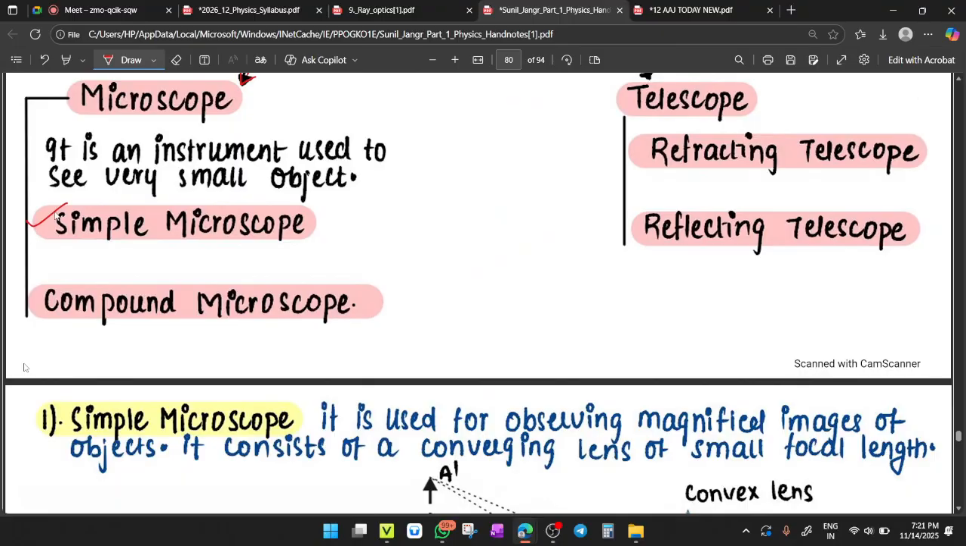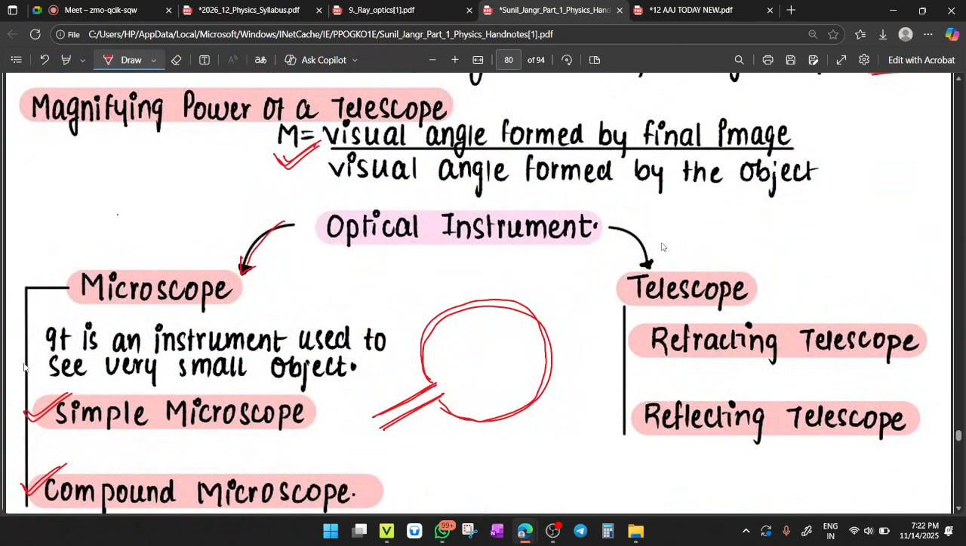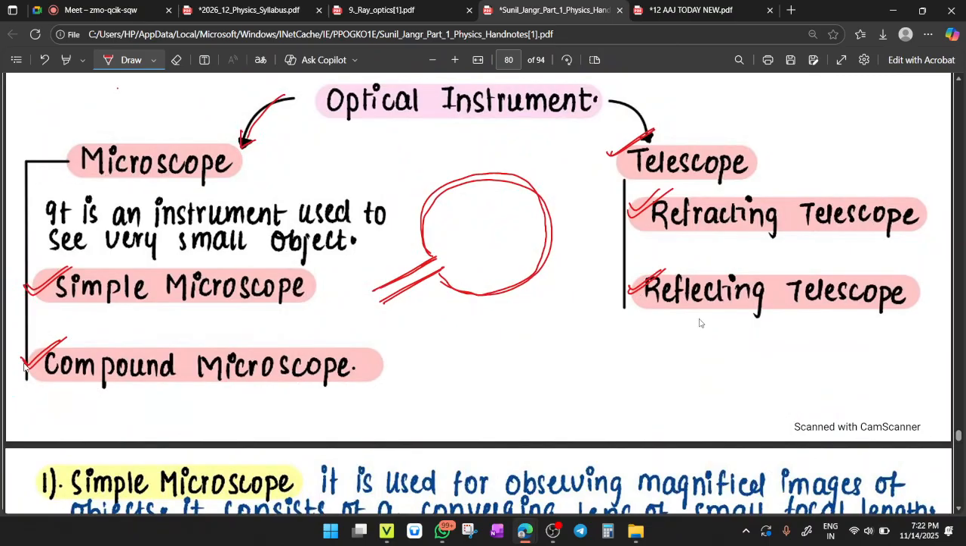Microscopes are of two types. One is called simple microscope, that is our simple magnifying glass. We have played with this glass in our childhood. Generally, we burn paper using this glass. And second is compound microscope. Clear? Now, for the telescope, we have two types of telescope. One is refracting telescope and another is reflecting. By the name, a reflecting telescope will use a mirror.